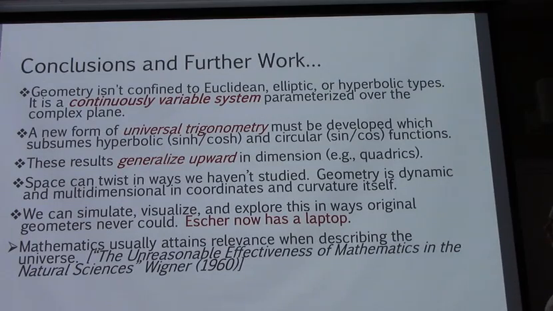when it's describing the nature of the universe. And there's a delightful paper that was written by Eugene Wigner in 1960 that says that mathematics is unreasonably effective in being able to describe natural phenomena.